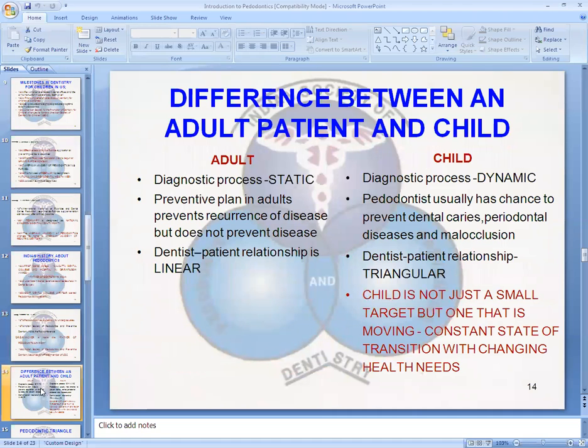Now we will see the difference between an adult patient and a child patient. What is the difference between treating an adult patient and a child patient? As you know, adult patients are static. You tell them to sit on the chair and open their mouth, and they open it. Children are not like that. You have to tell small children again and again to keep their mouth open and not close it. They are very tied up. So adult patients are static, but child patients are very dynamic.